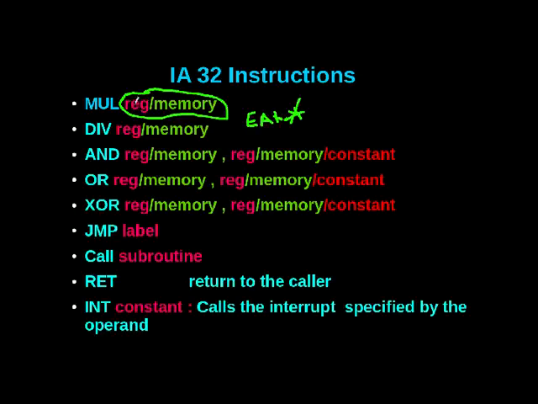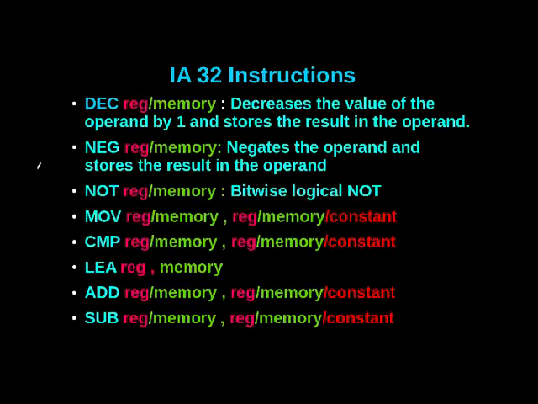So whatever I have as a register or memory, let's say I have EBX. So EBX multiplied by EAX. Same thing in the division. We're going to go over those in detail later, but let's try to cover them. I'm going to try to go over examples of all of those instructions in MASM programming.